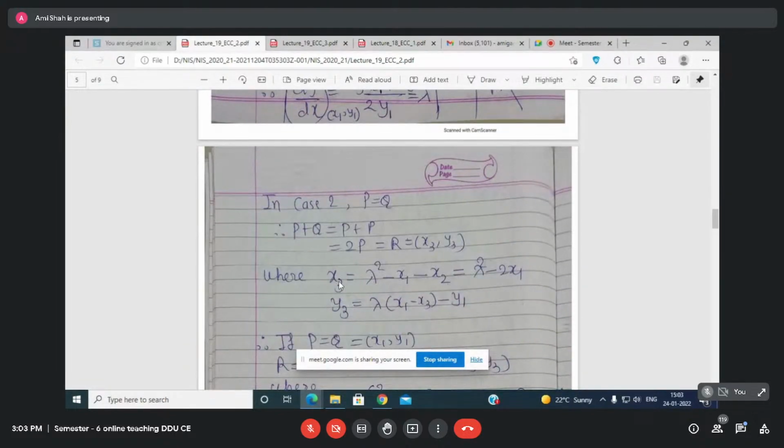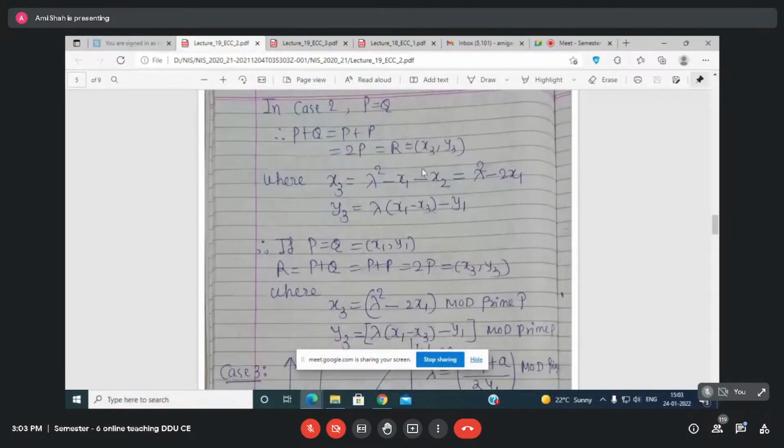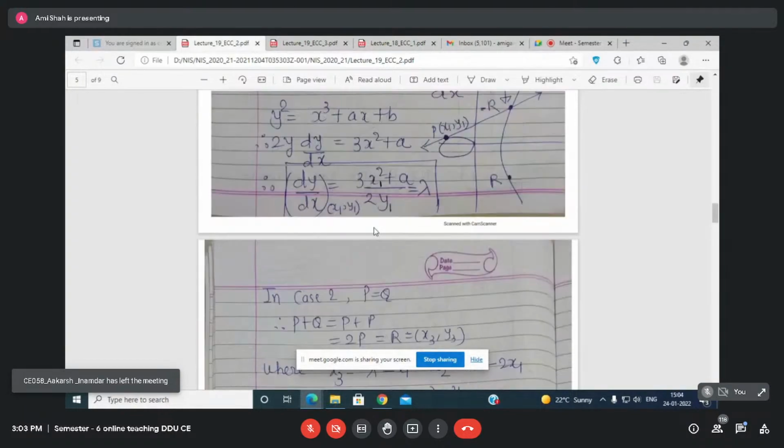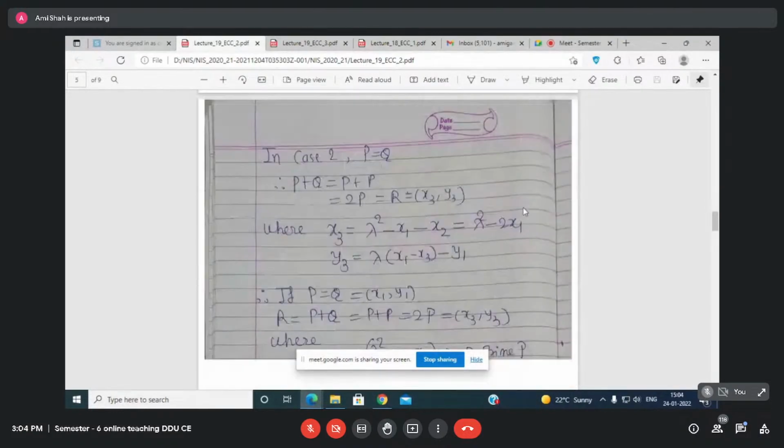So now how to get this x3? x3 is lambda square minus x1 minus x2. But all of you know that if both the points P and Q overlap, I am considering it as the same point. So it becomes lambda square minus 2x1, and y3 equals lambda times (x1 minus x3) minus y1 mod p.